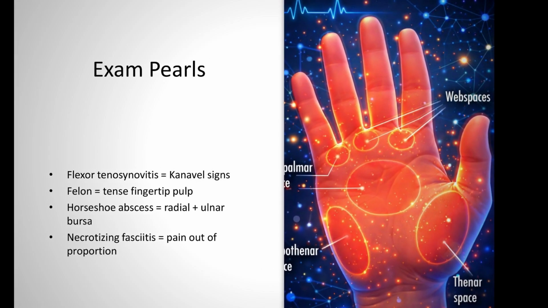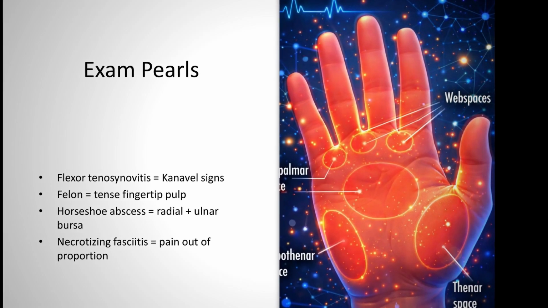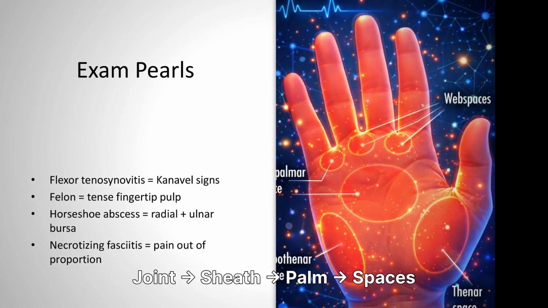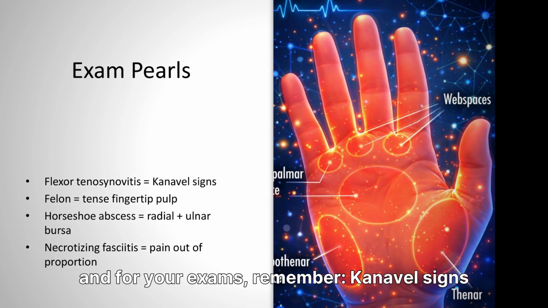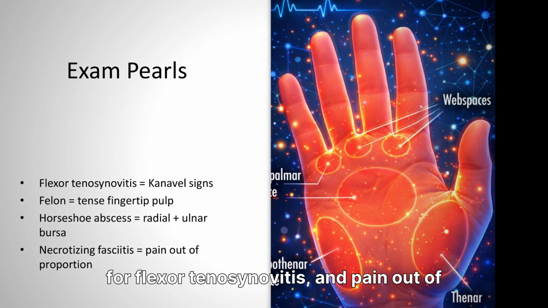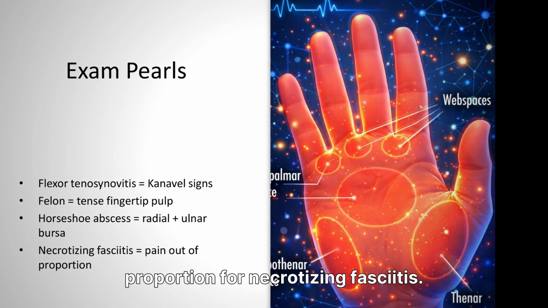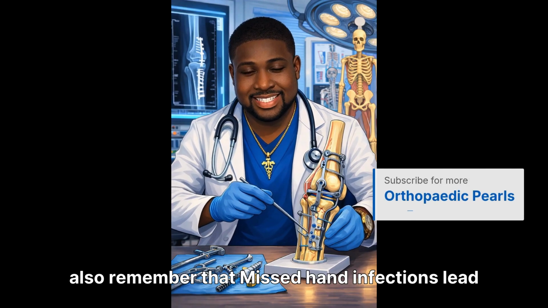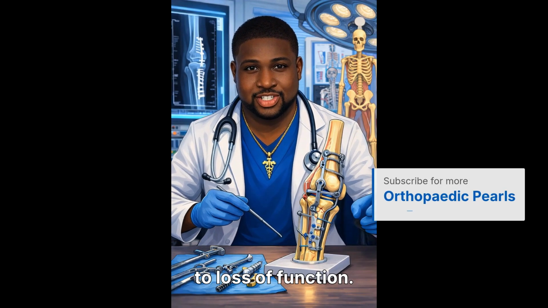It's simple. Start from the fingertip. Nail, joint, sheath, palm, spaces, fascia. And for your exams, remember, Kanavel signs for Flexor Tenosynovitis and pain out of proportion for necrotizing fasciitis. These are high-yield facts. Also remember that missed hand infections lead to loss of function.